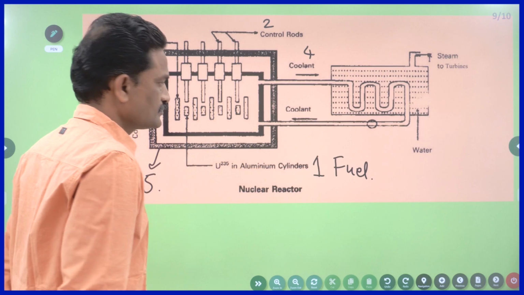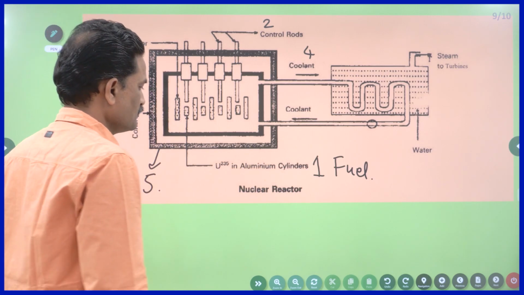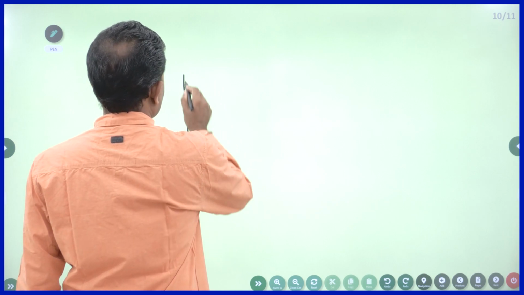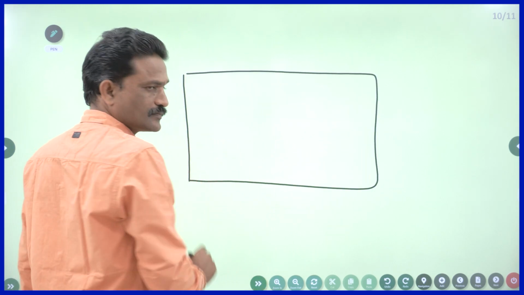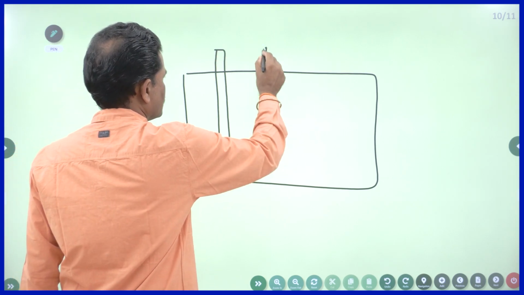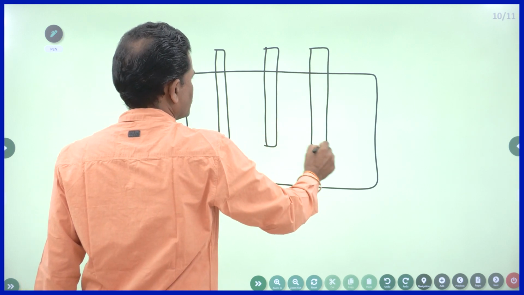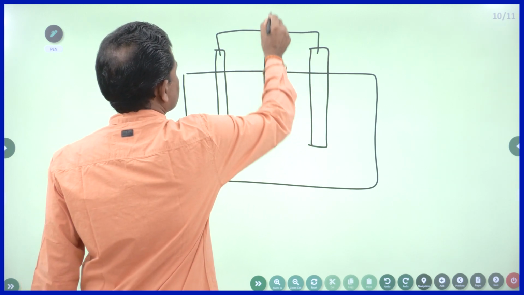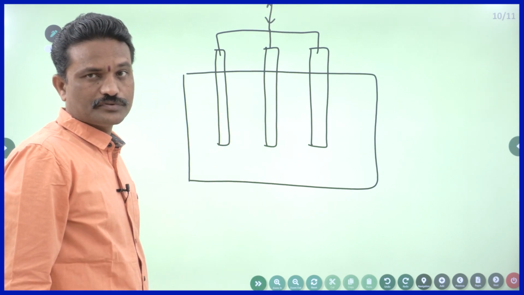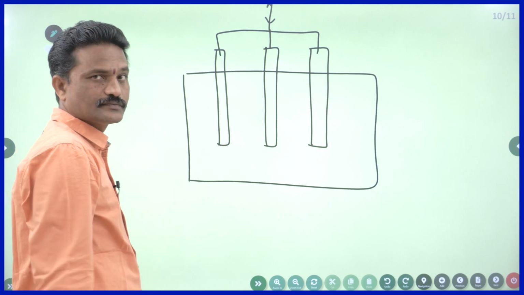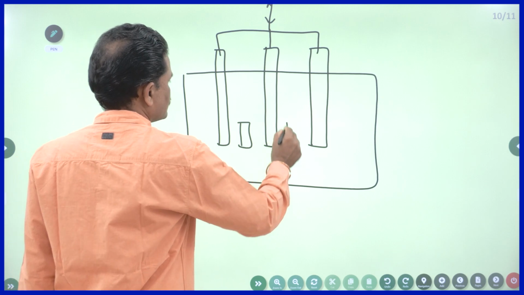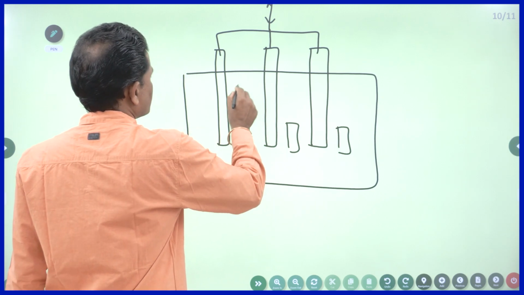So this is the diagram. A very simple diagram. I will try to draw it for you. First you draw one box. In this you put controlling rods, 1, 2, 3. They can be moved up and down. If you want, you can take them out. If you want, you can push them inside. This is one. Next one is fuel. These are fuel rods. And next one is moderators.